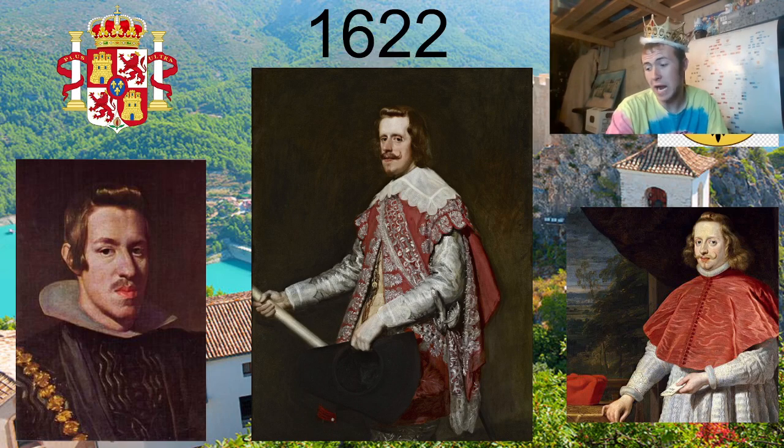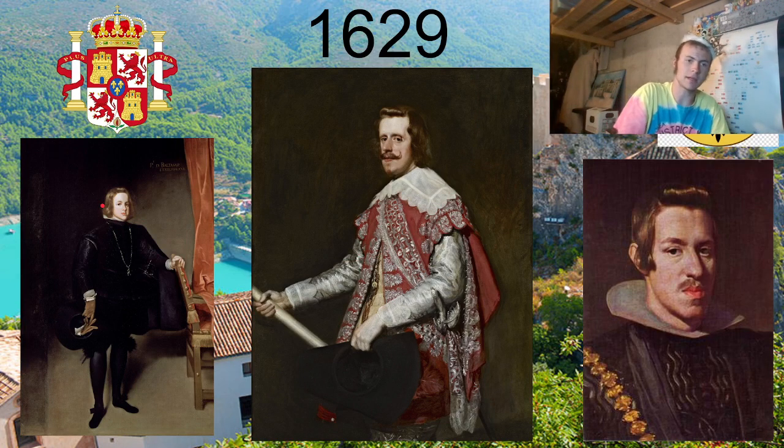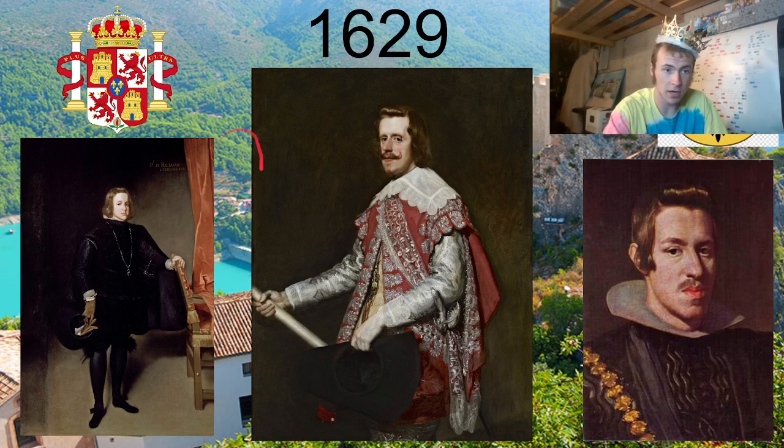He has a stillborn child in 1621 named Maria Margaretha of Austria. In 1629, Felipe IV has a son named Balthazar of Spain. He ends up living to be 17, though, so that's not too bad. Balthazar. And then another illegitimate child.